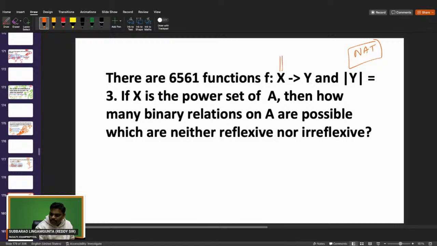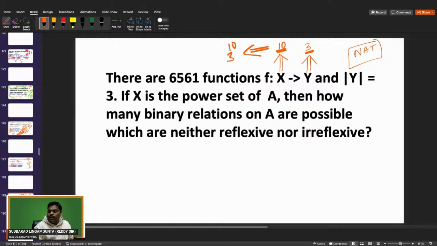Suppose X contains 10 people, and Y contains 3 people. From X to Y, how many functions? For every element of X, 3 choices. So 3, 3, 3, like that 10 choices. If X size is 10 and Y size is 3, then the total number of functions possible is 3 power 10.